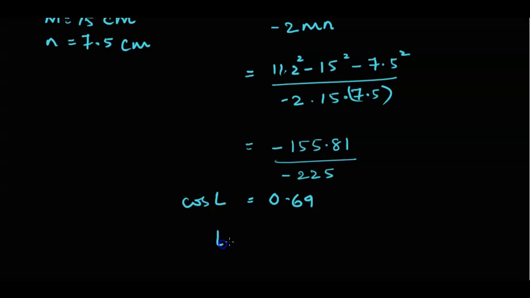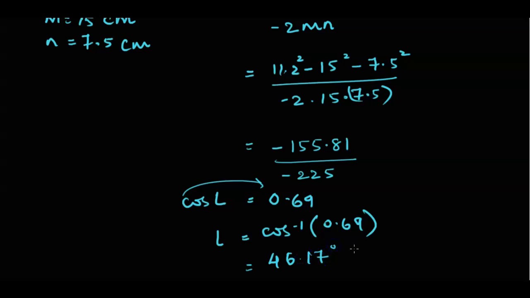To determine the L value, we would take this cos to the other side and we would get cosine inverse of 0.69, and that gives us 46.17 degrees. So angle L is 46 degrees if we're supposed to round it to the nearest whole number.